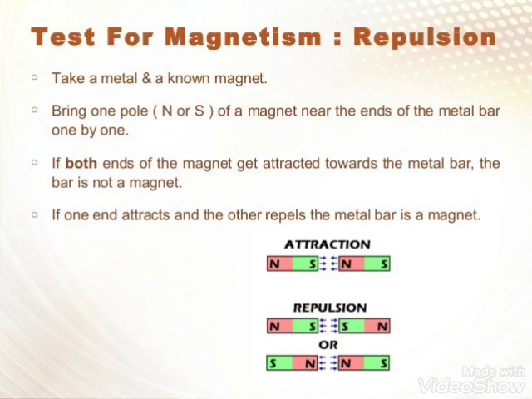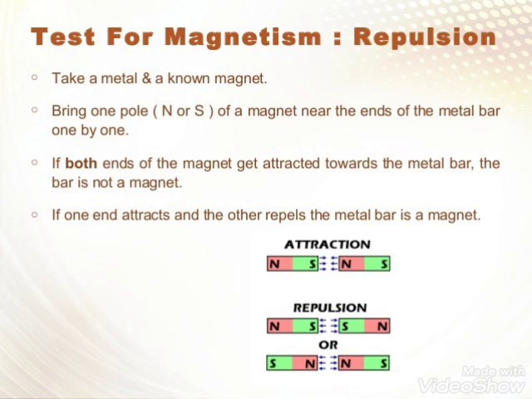If both ends of a magnet get attracted towards the metal bar, then it is not a magnet, it is just a magnetic substance which is attracted from both the ends. It is not a magnet, it is just a magnetic substance if both the ends of the magnet get attracted towards that substance. But how will we test? As I said, repulsion is the sure test.